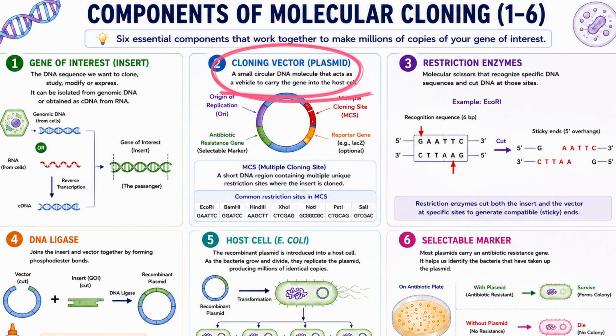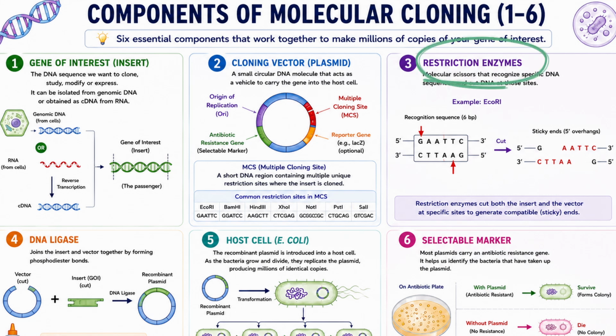Next you need the cloning vector. That is, you need something to carry your gene of interest into the host cell. So the vector serves this purpose. The most commonly used vector is called a plasmid, which is a small circular DNA molecule. Scientists use it as a vehicle to carry your gene of interest into the host cell. A typical plasmid has an origin of replication so that it can replicate independently inside the host cell. It has multiple cloning sites where your gene of interest will be inserted, and an antibiotic resistance gene, which is extremely helpful for selecting the transformed bacteria.